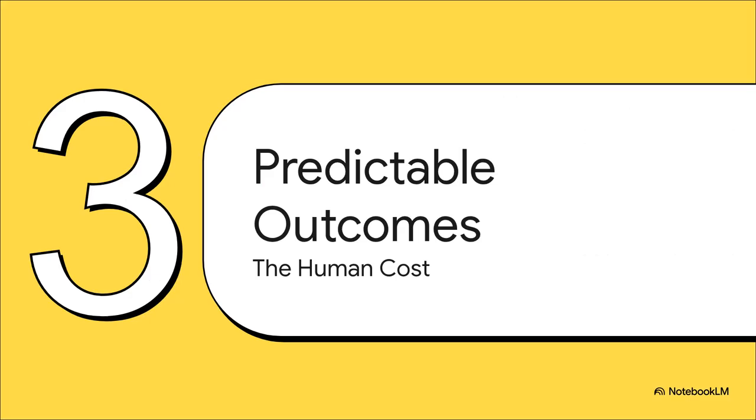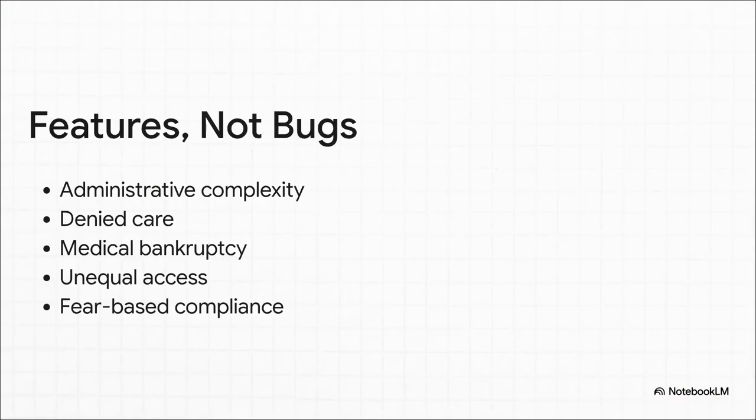So when you design a system with that core incentive to profit by limiting care, you are going to get certain outcomes. They're not accidents. They're completely predictable results of the design. And here they are. It's so important to see these not as bugs in the system, but as features.